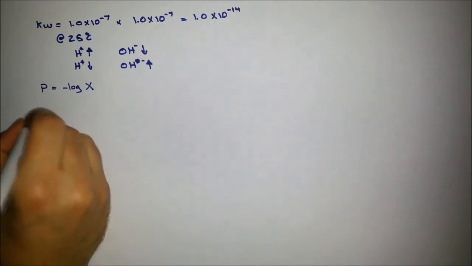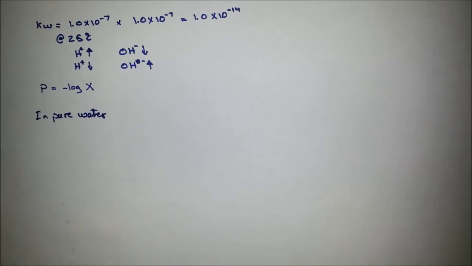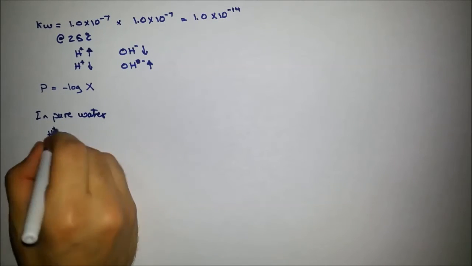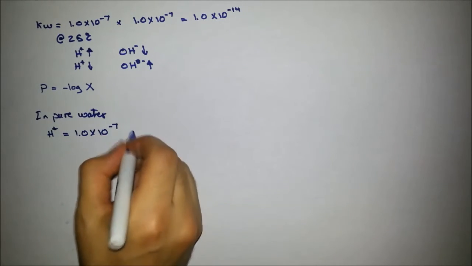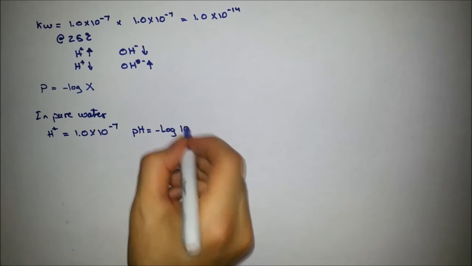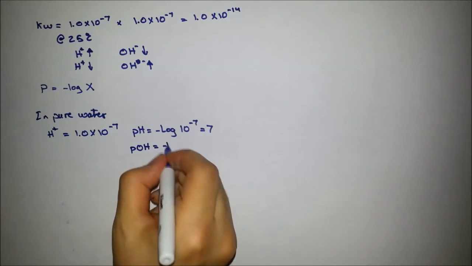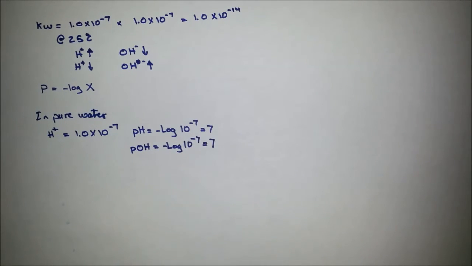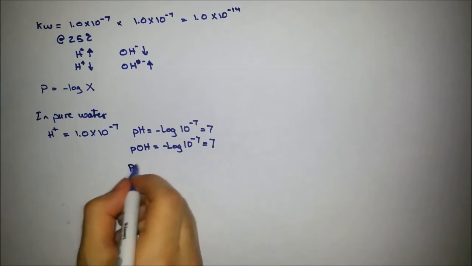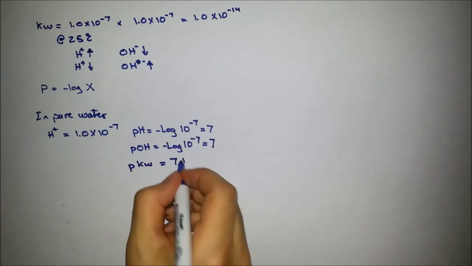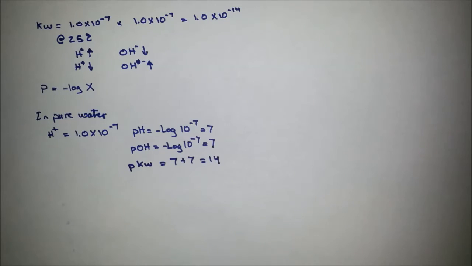In pure water, we knew previously that proton concentration is equal to 1 multiplied by 10 to the power of minus 7. Applying the minus log to the proton concentration, we'll have the pH, which is 7 in water, because it's neutral. And of course, the pOH will be of the same value. Applying the P to the ion product of water, Kw, we will have the value 14. This is why the pH scale is 0 to 14: 0 when we have an acid only and 14 when we have base only.